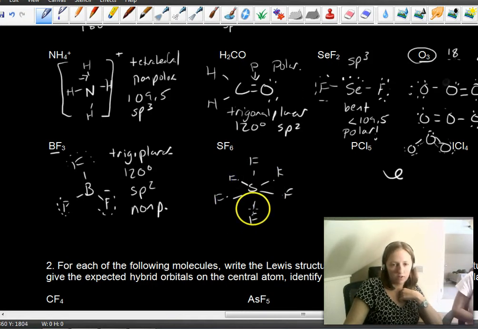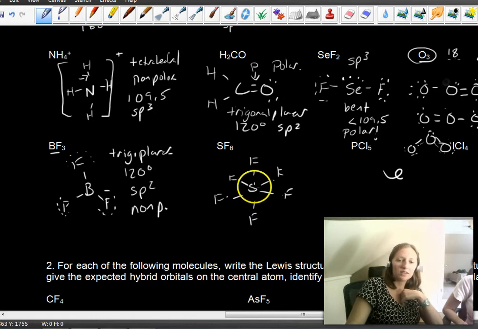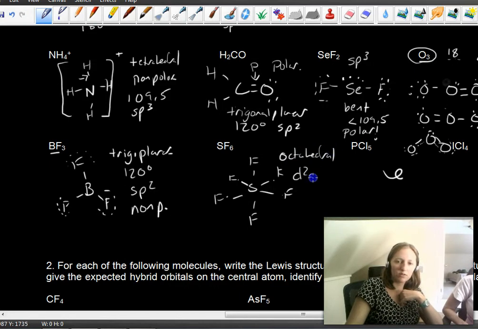I'm not drawing the dots around the Fs. There are 6 dots around each F, so that's octahedral. The S is D2SP3 hybridized because it's connected to 1, 2, 3, 4, 5, 6 things. It is nonpolar and the angles are all 90 degrees.